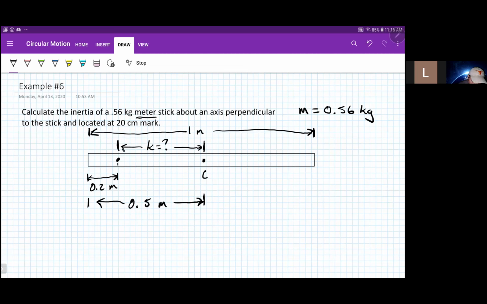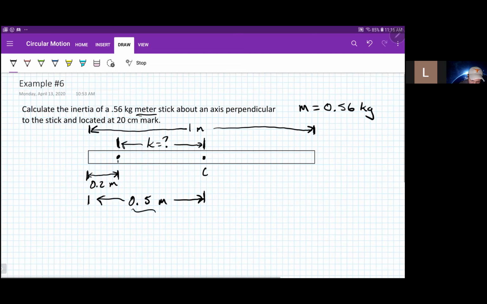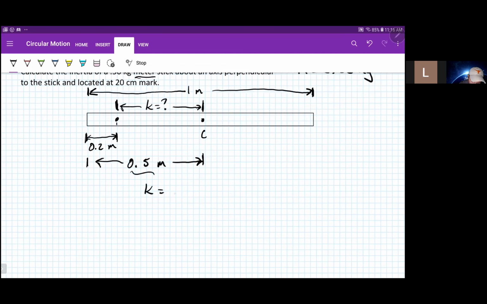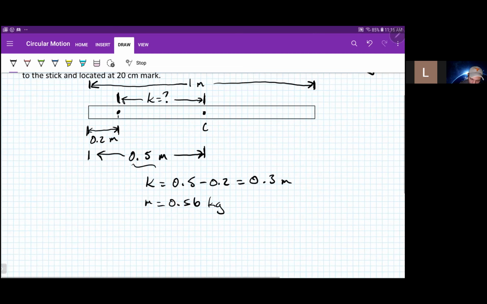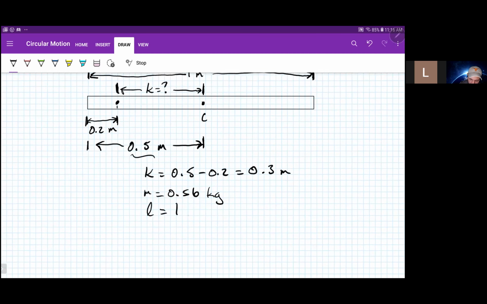So this bit plus this bit gives me 0.5, so I just need to subtract 0.2 from 0.5. That gives me 0.3 meters. And again, I have a mass of 0.56. I'm just going to write it down here so I don't have to keep scrolling up. And the total length L is 1 meter, because this is a meter stick.